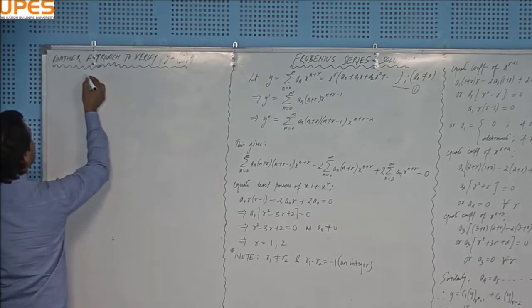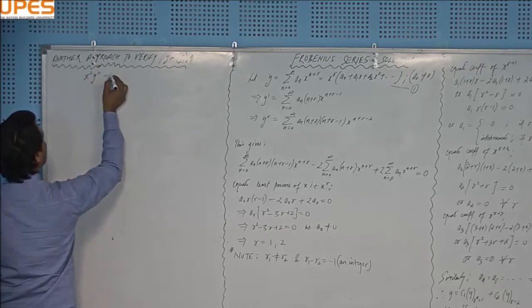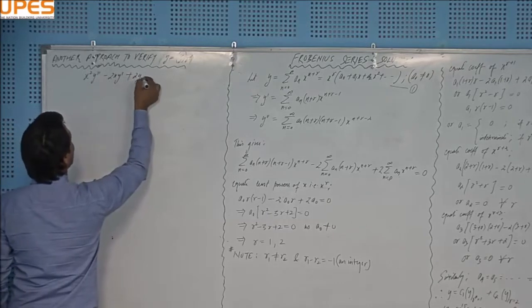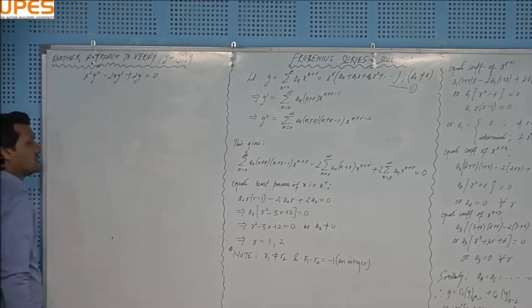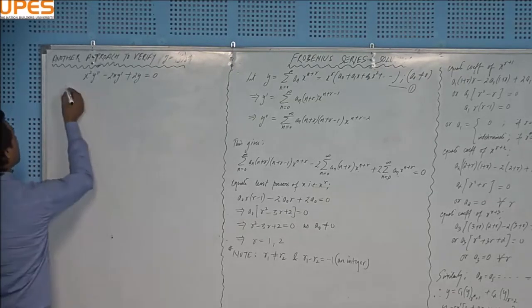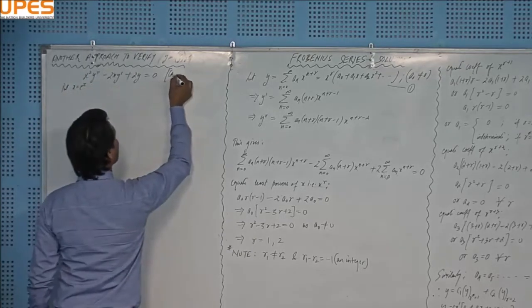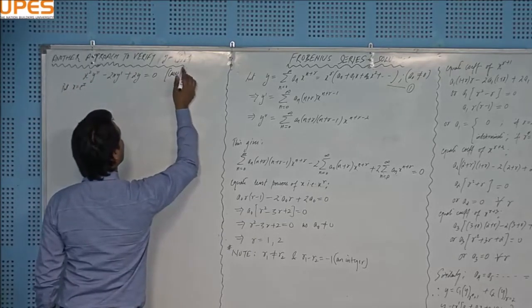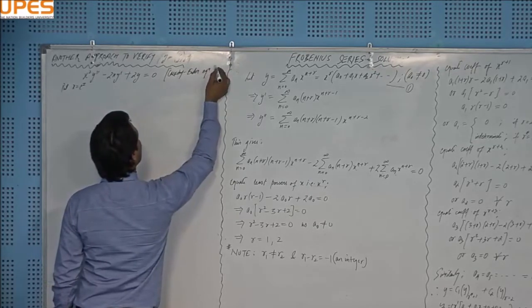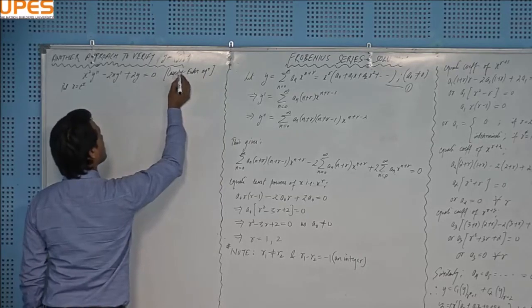The equation was x square y double dash, and here we had minus 2x y dash plus 2y equal to 0. That was our differential equation for example number 1, right? And if I solve this by Cauchy-Euler equation, that is the Cauchy-Euler differential equation, right? You have solved this equation in your last semester, right?